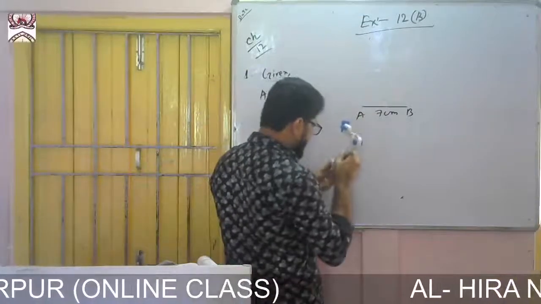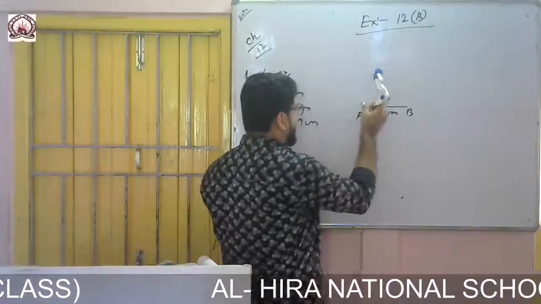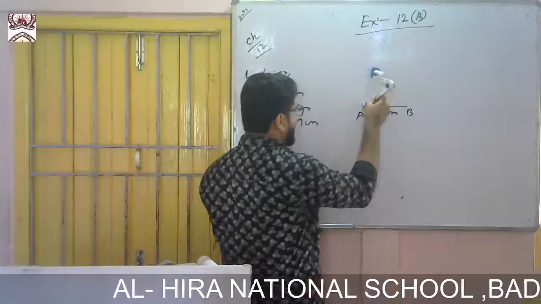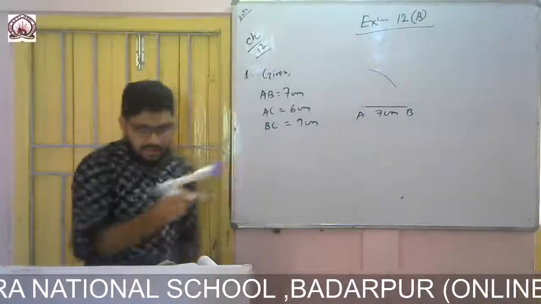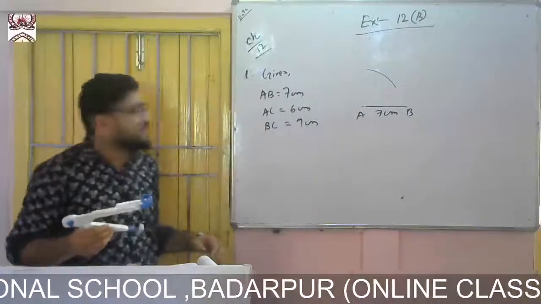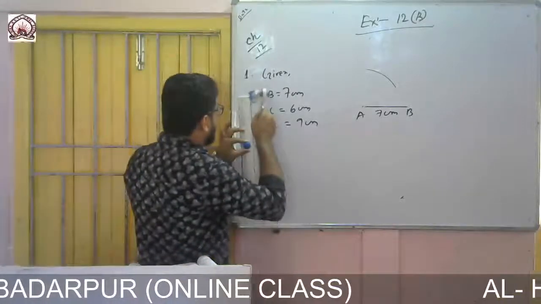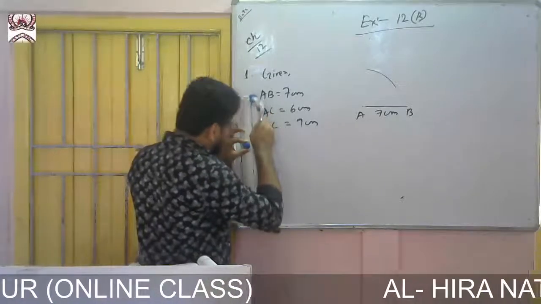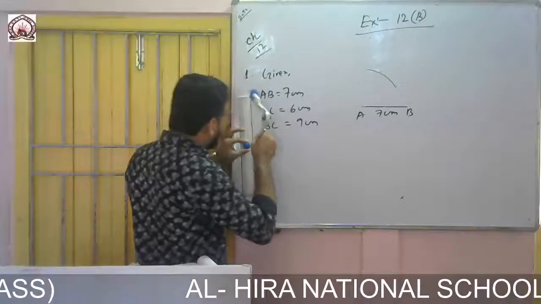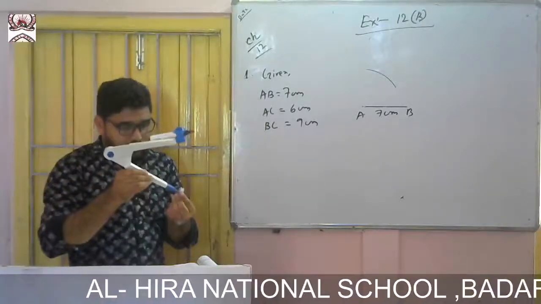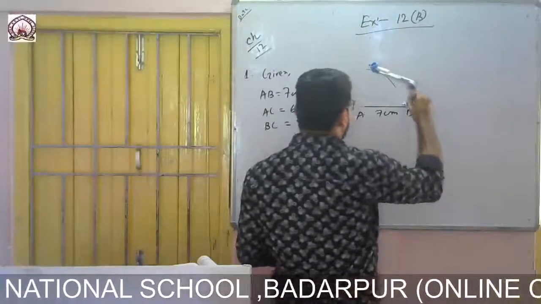Place your compass needle here, and draw an arc. 6 centimeter taken. Now BC is given 9 centimeter. So again from the scale you take BC 9 centimeter. I have taken BC 9 centimeter. Just at B you put the needle and draw an arc.